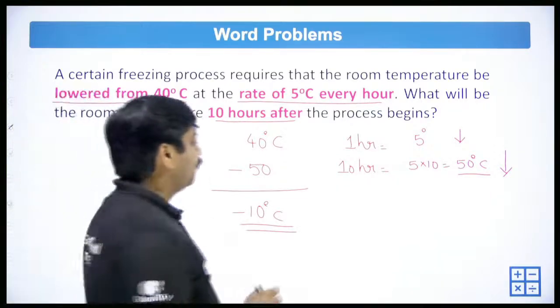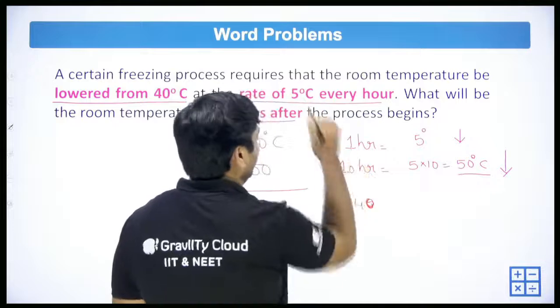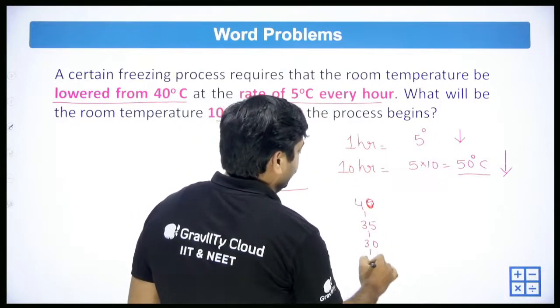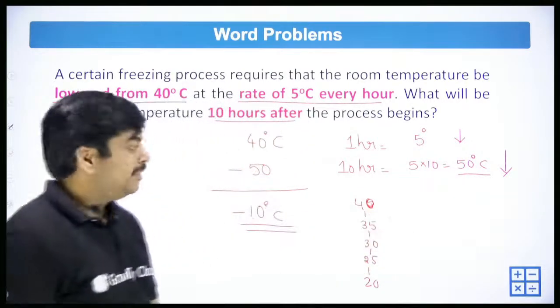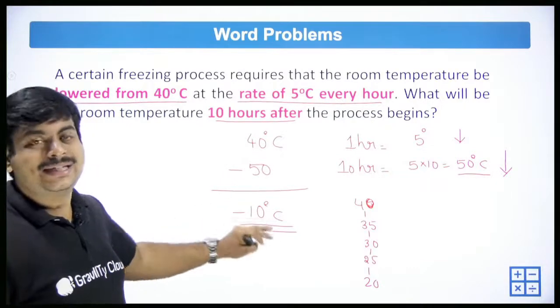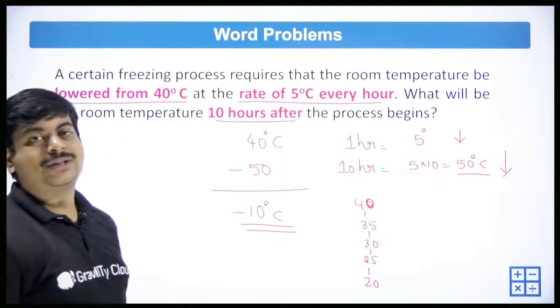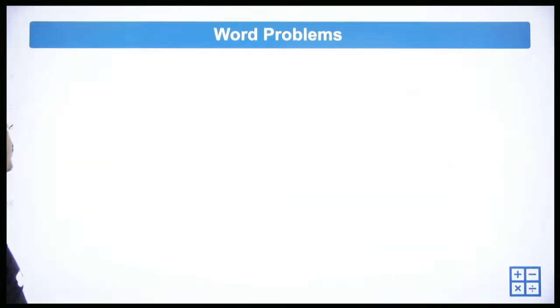It has started at 40. From 40, after every 1 hour, if it is reducing by 5 degrees, next it will go to 35, next 30, next 25, then 20, and so on. After 10 hours, you will be at minus 10 degrees Celsius. Easy question. Let's move to one more question. What is the next question we are having?